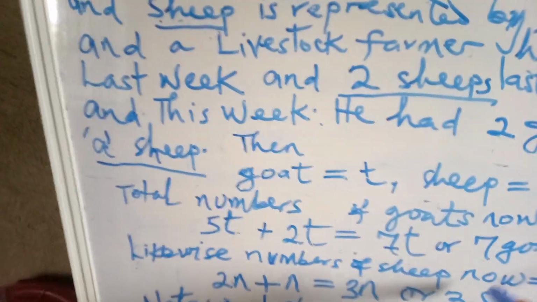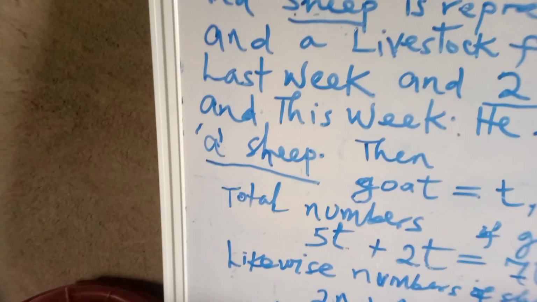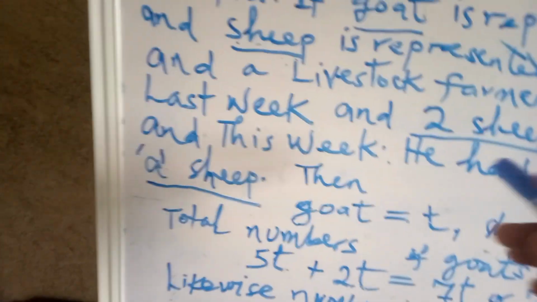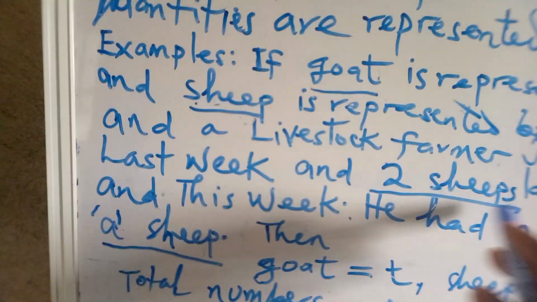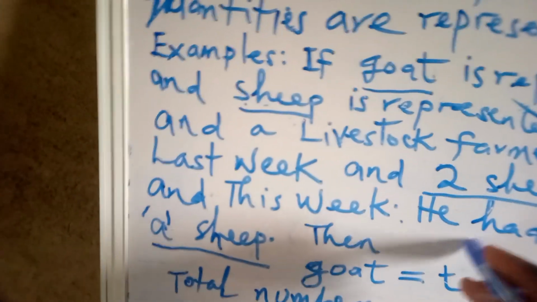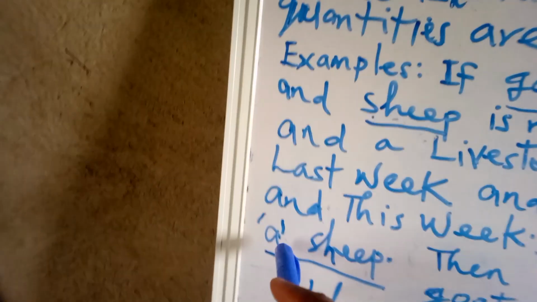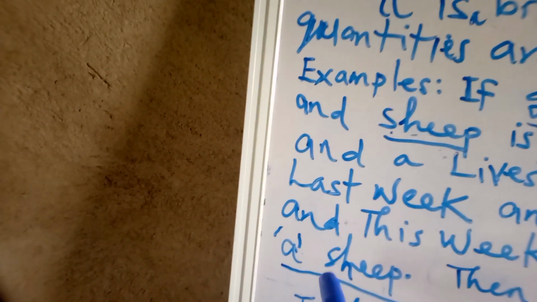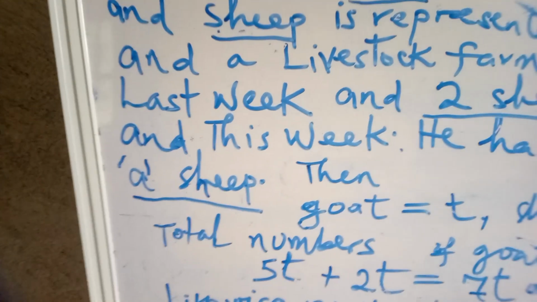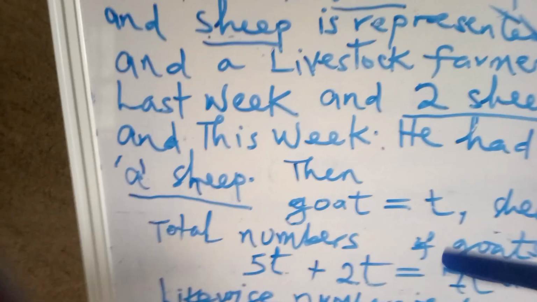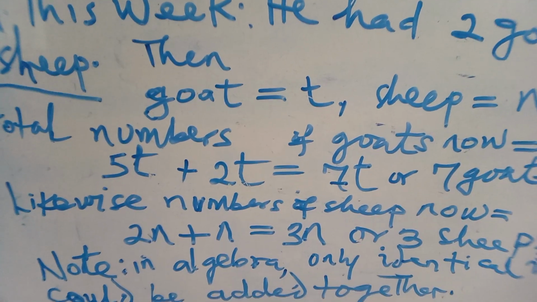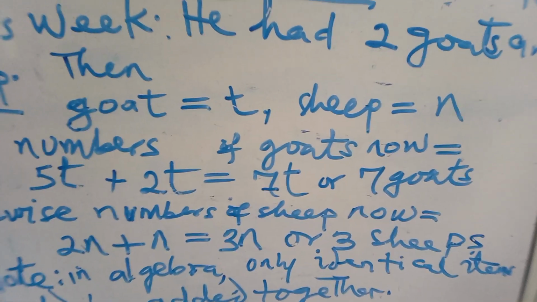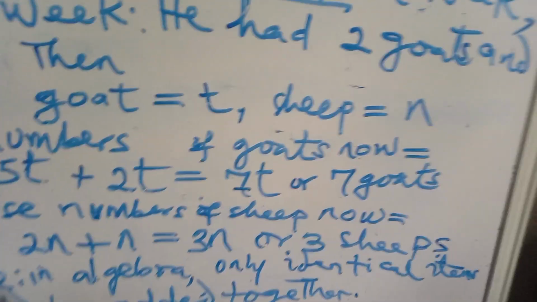Likewise, the number of sheep now is equal to 2n plus n. Why is it so? Previous week we had 2 sheep, and this week he had 2 goats and a sheep. In mathematics, or in English, that means what? 1. So that is why 2n plus n is equal to 3n, the total number of sheep that the farmer, the livestock keeper, is keeping presently, which ends up to be 3 sheep.